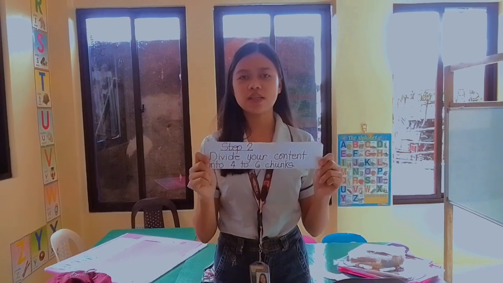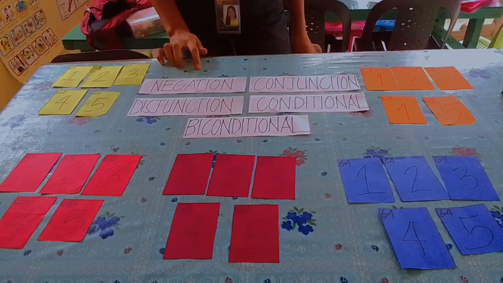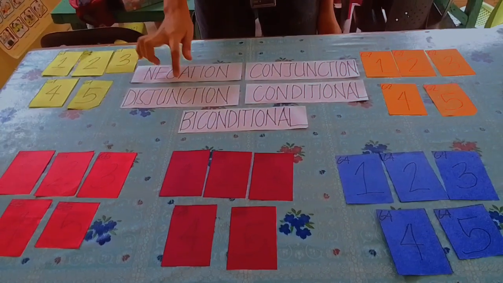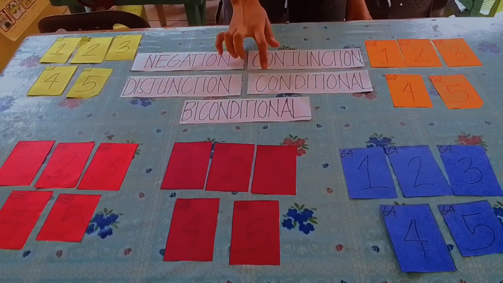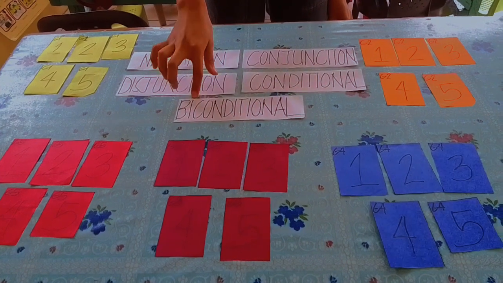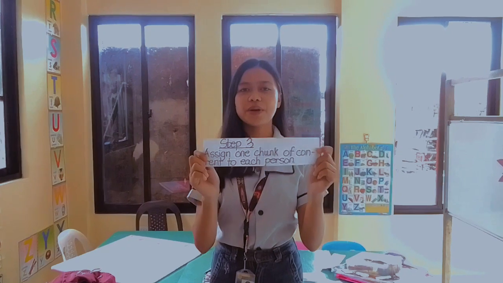Step 2. Divide your content into 4 to 6 chunks. So, in my demonstration, I am talking about mathematical logical operators. So, we have 5 chunks. Content number 1, negation. Content number 2, conjunction. Content number 3, disjunction. Then content number 4, conditional. Then content number 5, biconditional.